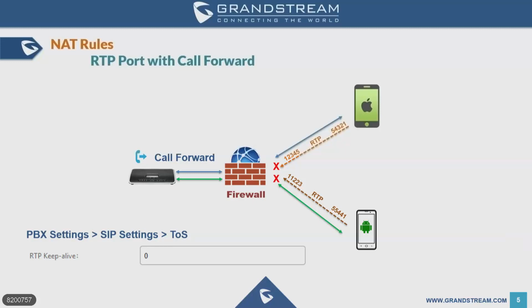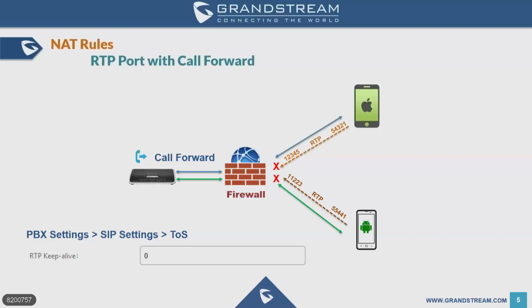Okay, so now let's take this a step further. In the example in front of us, we have a UCM configured with call forwarding to an external number. So once you call the UCM and the UCM receives the call from the iPhone, it will automatically forward it to the Android phone. When the call is established, the RTP traffic from both directions, I mean the iPhone and the Android, is coming from the outside network.